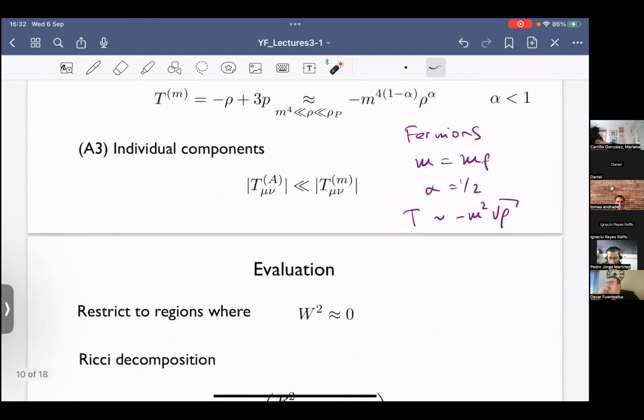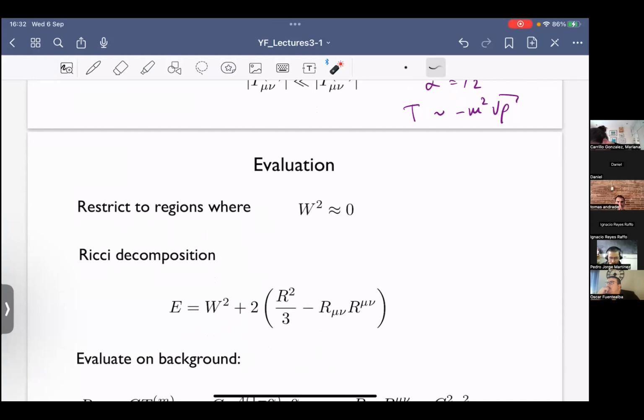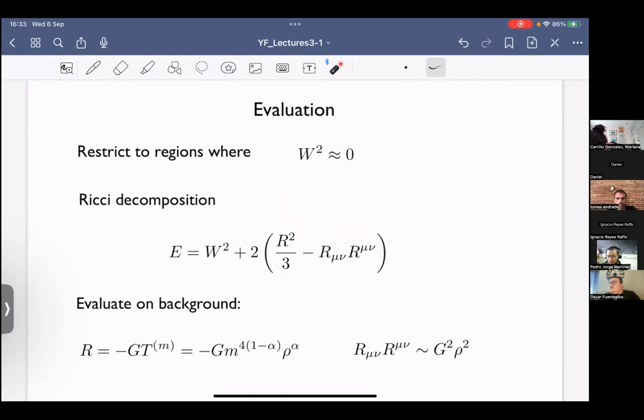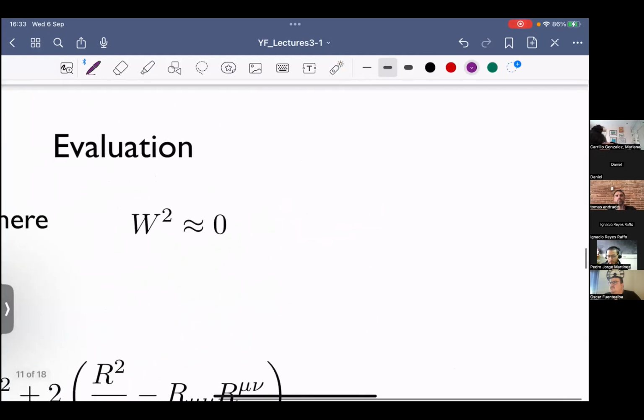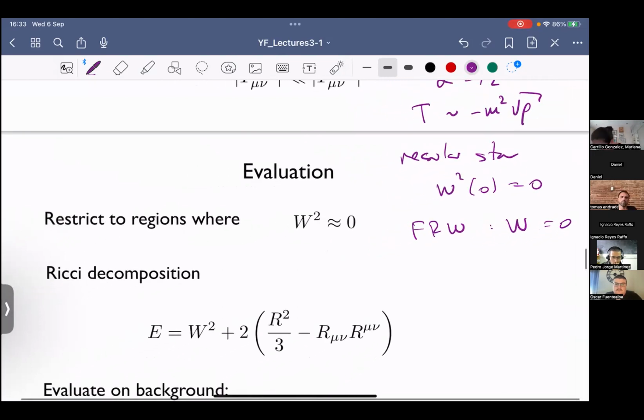We want to evaluate what the contribution of the trace anomaly is to the semi-classical equations. That's very easy to do. So the first thing is that, just for simplicity, we're going to restrict to regions where essentially the Weyl tensor squared vanishes. Okay, this of course doesn't happen always. It happens under certain circumstances, but we already talked about the fact that for a regular star, the Weyl squared at the origin vanishes. That's why I mentioned this before. Another obvious example of this is cosmology: take an FRW, then the Weyl tensor vanishes by itself. So let's restrict to cases where the square of the Weyl tensor is either very small or 0.